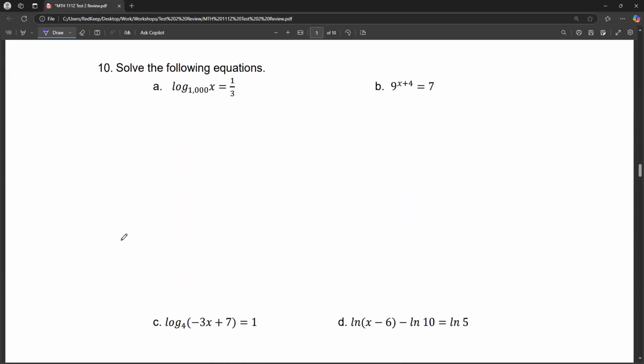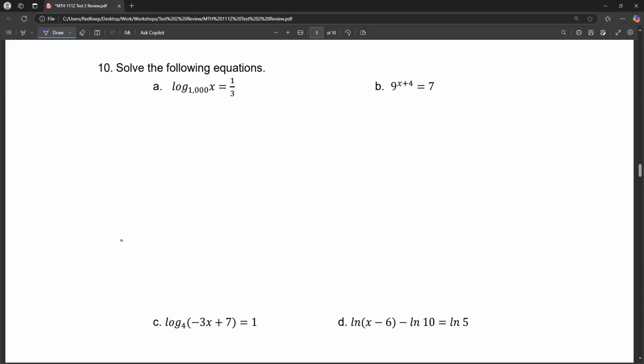Okay, so question 10 has a few different parts, and they're asking us to solve the following equations. So on this one, for part A, we're given something in logarithmic form, with the x that we're trying to solve for inside the logarithm. So it actually would be favorable if we just switch this to exponential form.